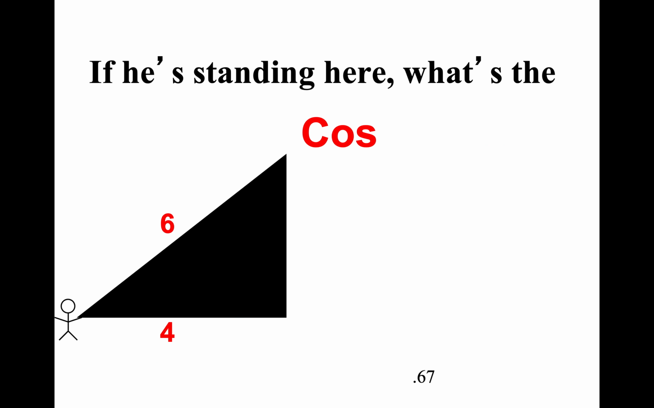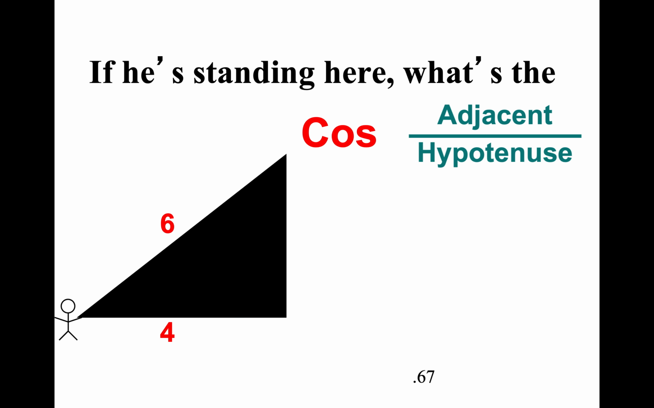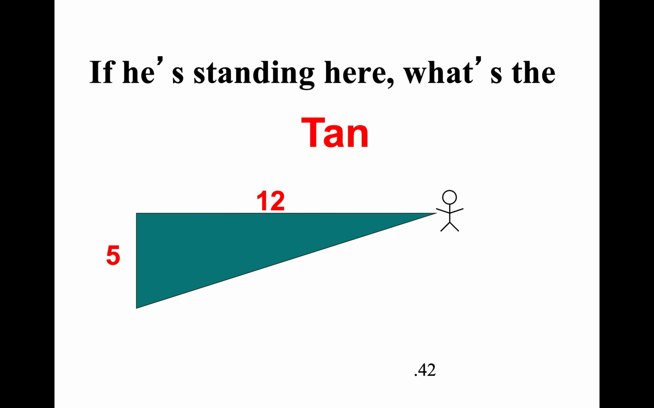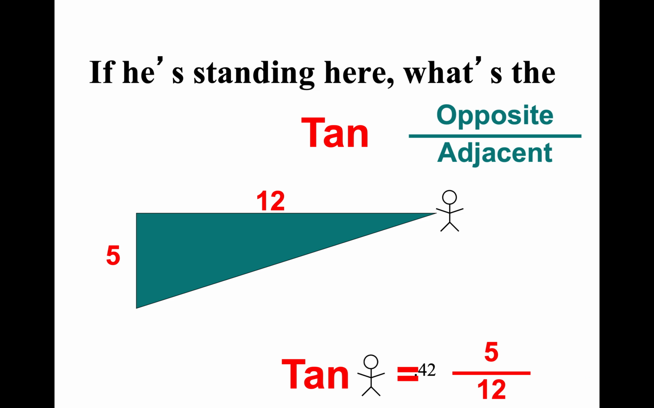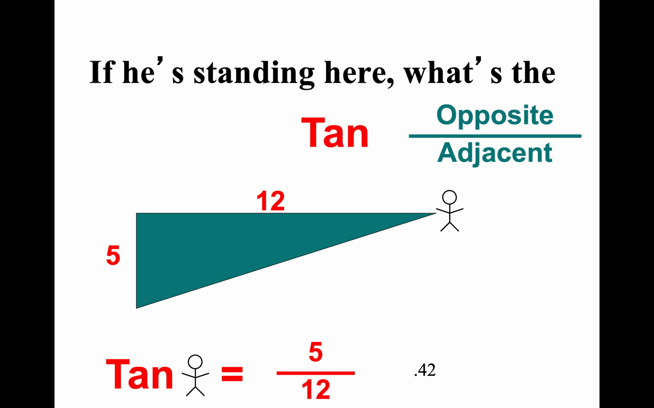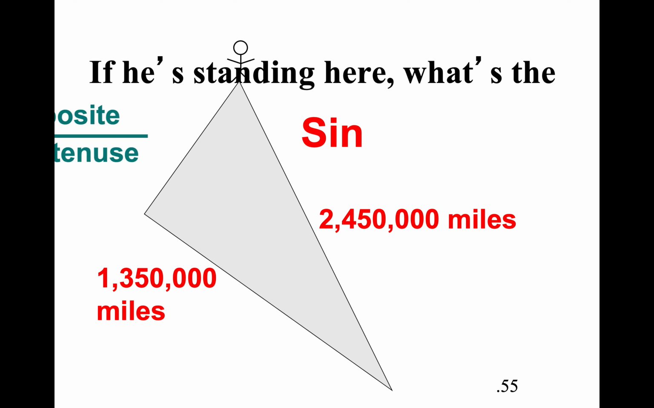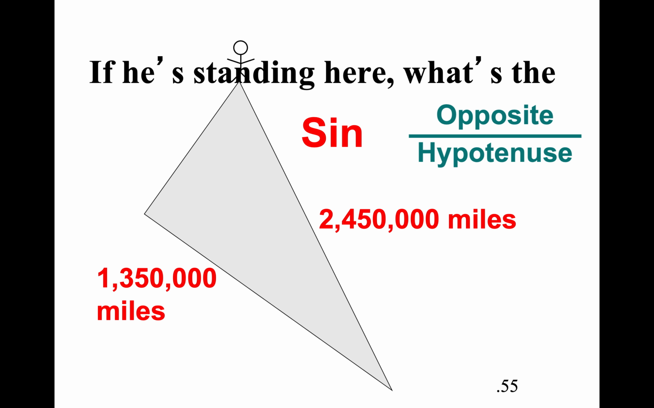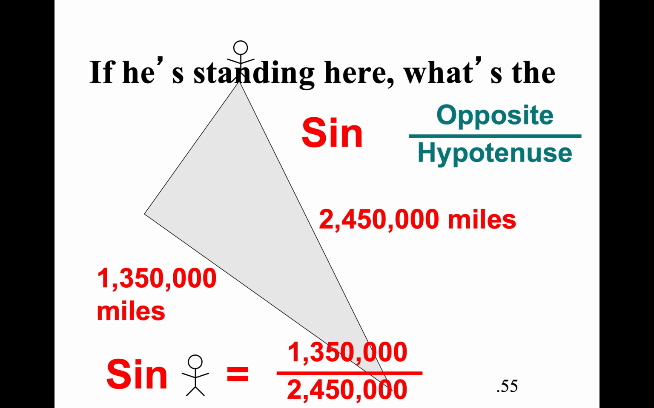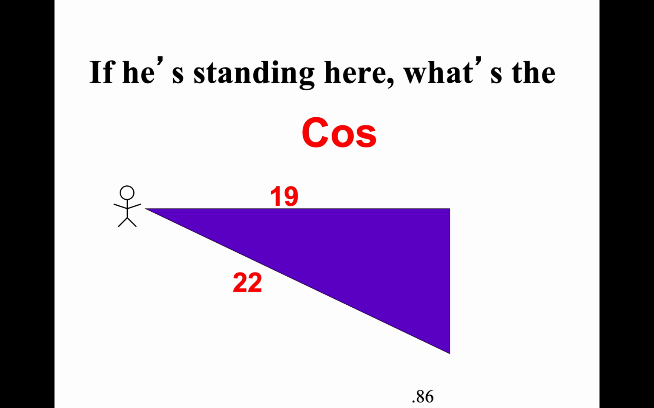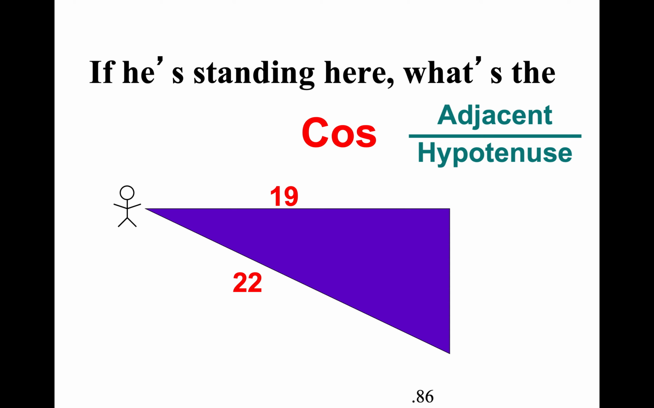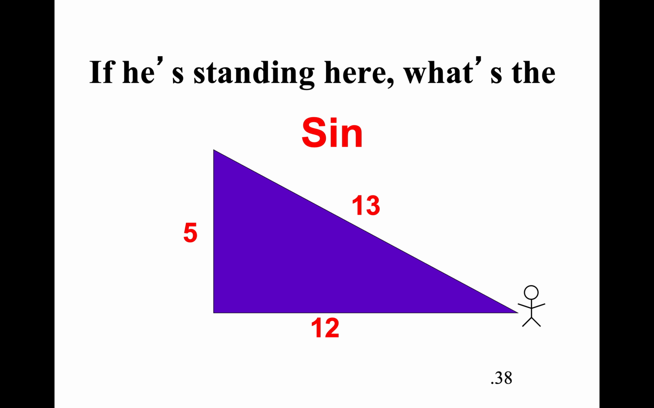If he's standing here, cosine, adjacent over hypotenuse, 4 over 6, 0.67. Tangent, we need opposite over adjacent, or 5 over 12, which is 0.42. Sine, we need opposite over hypotenuse, or 1,350,000 over 2,450,000, or 0.55. Cosine, adjacent over hypotenuse, 19 over 12, 0.86.